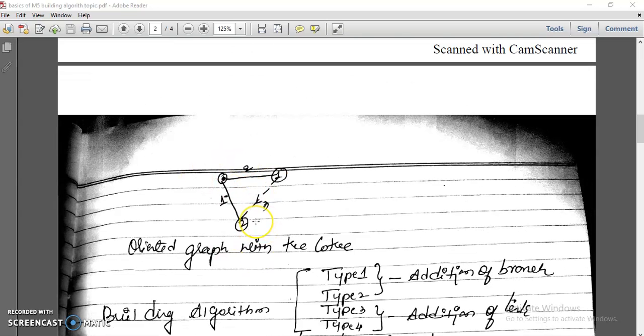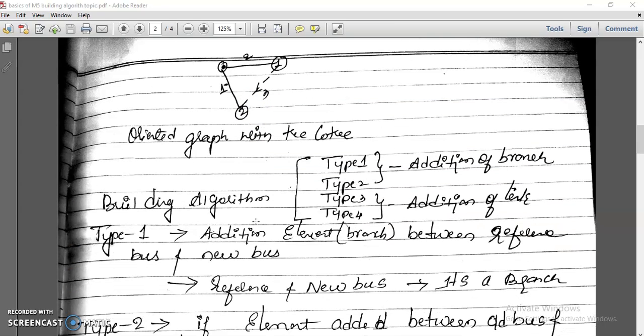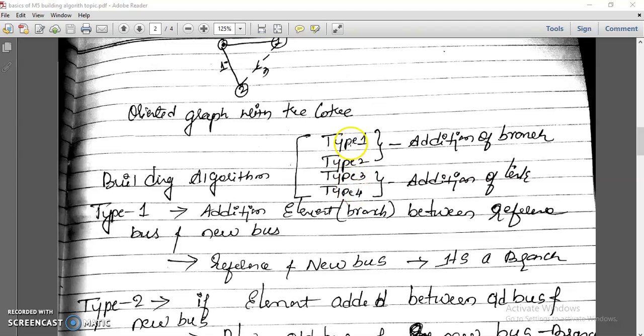This is generally as we formed in module 1. Now, as per the building algorithm, let us see which element acts as a branch and which acts as a link. In total, 4 modifications will be there: type 1, type 2, type 3 and type 4.